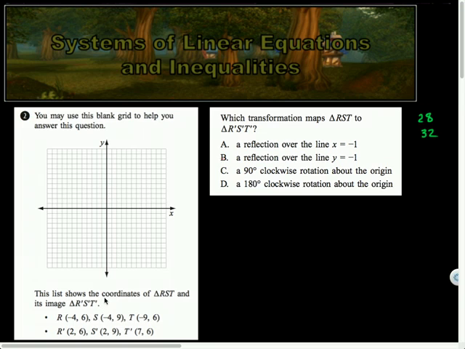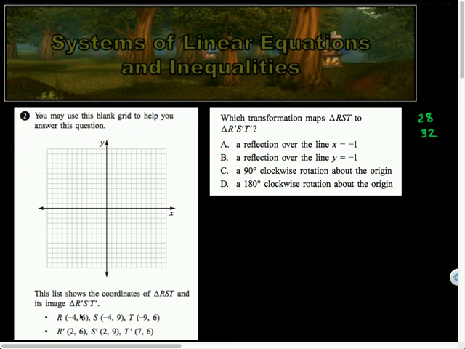Here it is. This list shows the coordinates of triangle RST. That looks like a delta a little bit too, I suppose, but it's a triangle. And its image, the triangle R prime, S prime, T prime. So this is like the result after we did something to the original triangle. This is where it ended up.